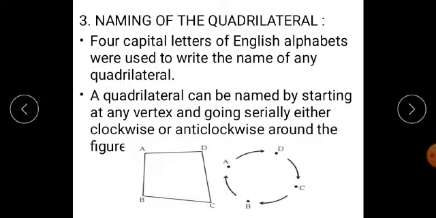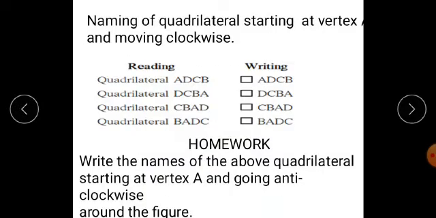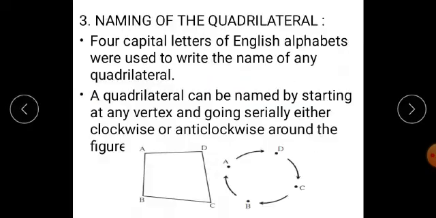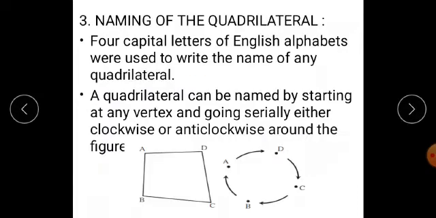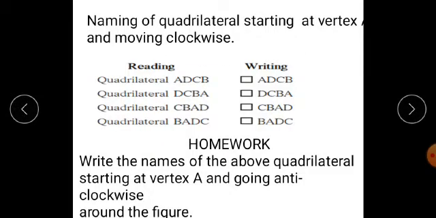Then we have to start from D. Therefore, the next name of the quadrilateral is DCBA, and it is represented as box or quadrilateral DCBA. Then we have to start from C, CBAD, and representation writing is box CBAD. And last one, quadrilateral BADC, and writing is quadrilateral BADC.